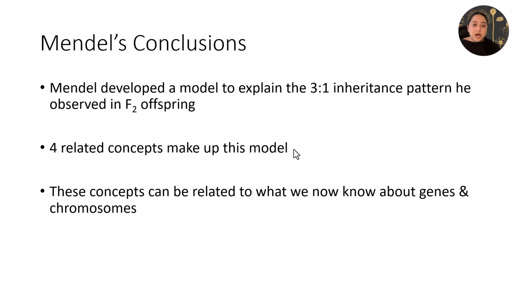So he developed a model to try to explain this 3 to 1 inheritance pattern that he observed in the F2 offspring. There are 4 related concepts that make up this model, and these concepts can be related to what we now know about genes and chromosomes. This lecture is going to tie into the next few lectures because we're going to track the genetics, and it's chromosomes that get passed on in meiosis and then fertilization, and that's how all these things get passed on.